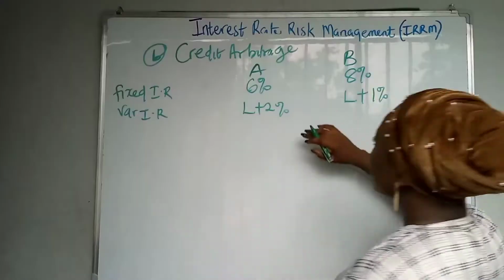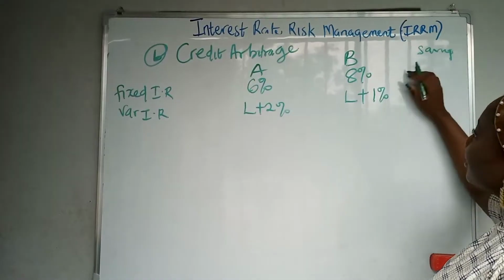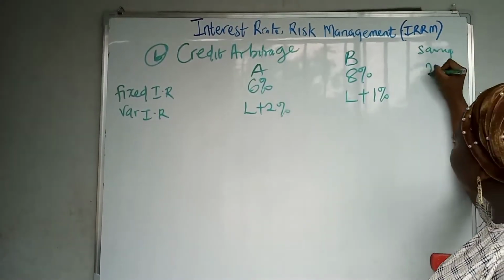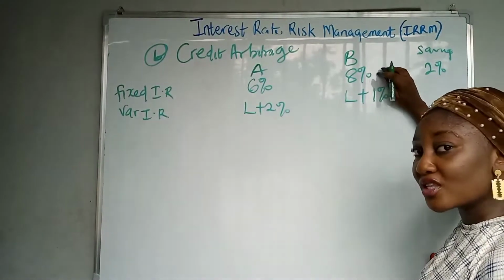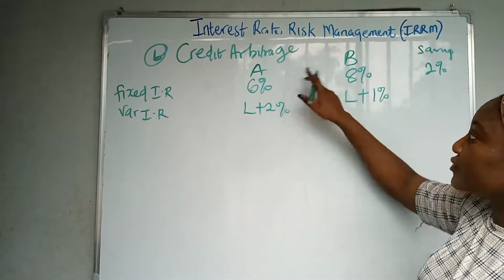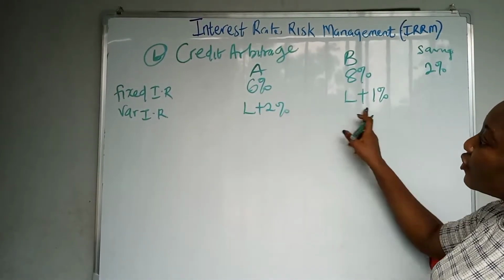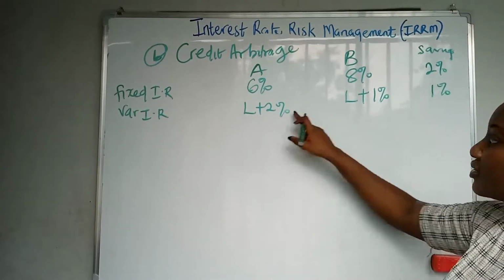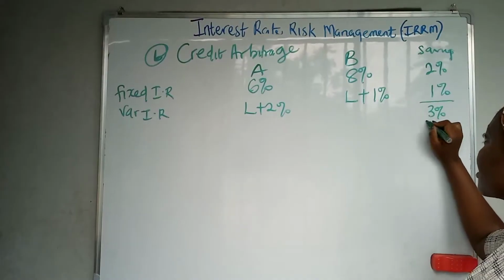Can you see that? It means that their savings will be that A is saving 2%, because normally it would have been taken as 8%, as what its colleague is taking. So it happens to be saving 2% because of this. But here you can see that it is B that is saving 1%, right? Because it is lower by 1%. So the total savings is 3%. Does it make sense?